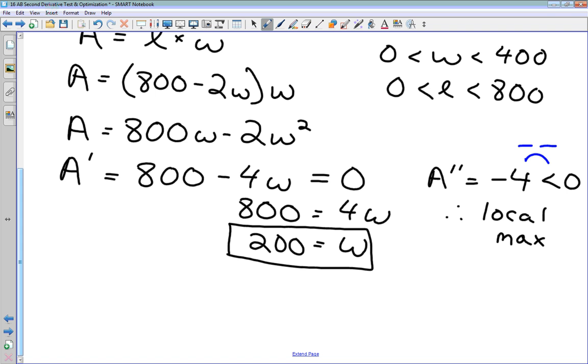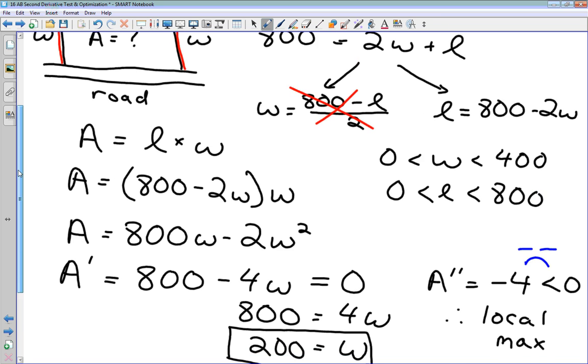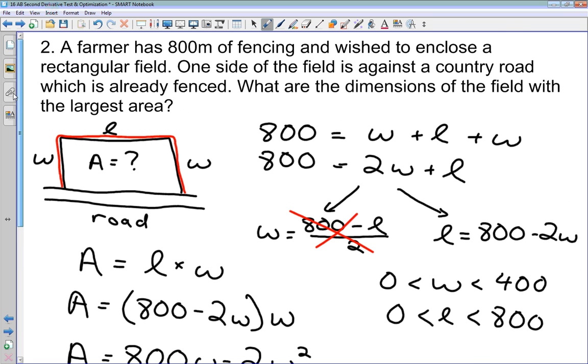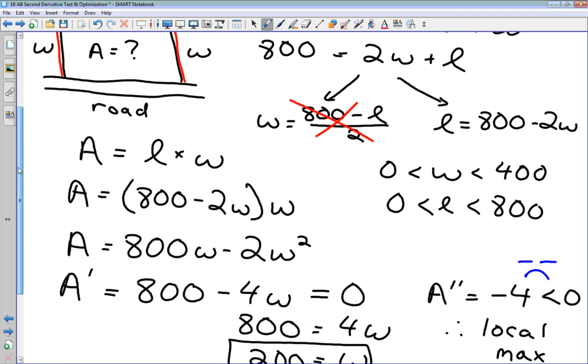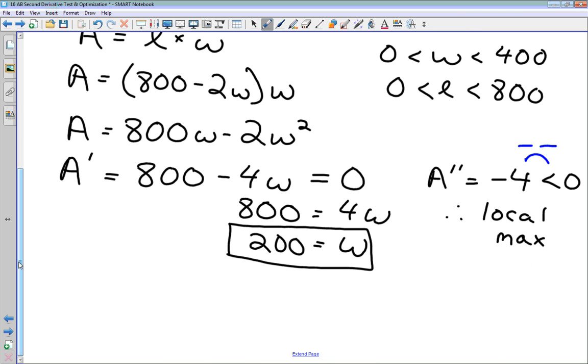Was that what I was looking for in this question? Let's scroll back up. What are the dimensions of the field with the largest area? Yeah, so I wanted to maximize it. I found my local maximum. Am I done? Well, in the question it was asking me what are the dimensions of the field with the largest area. So I need full dimensions here. So I need to figure out my length as well.